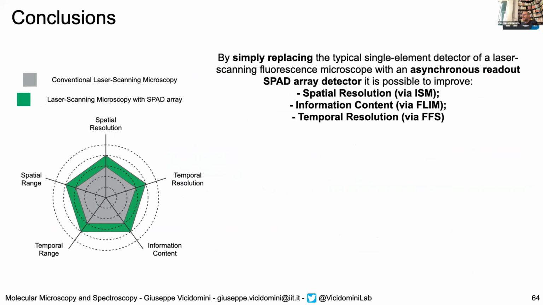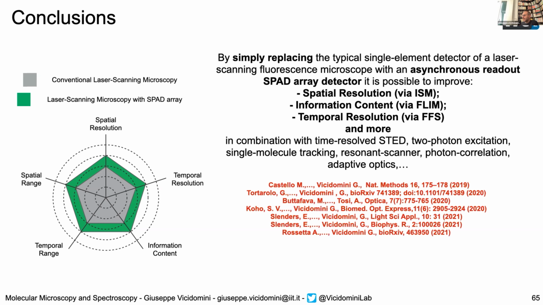I hope that I was able to convince you that by replacing the typical single element detector in a confocal microscope with our SPAD array detector, we can improve the spatial resolution. In this case, I showed you that we use image scanning microscopy. We can improve the information content, because we can combine with fluorescence lifetime imaging and obtain at the same time a high resolution map. We can improve somehow the temporal resolution, because I showed you that we can combine easily with fluorescence fluctuation spectroscopy. But that's only the tip of the iceberg.